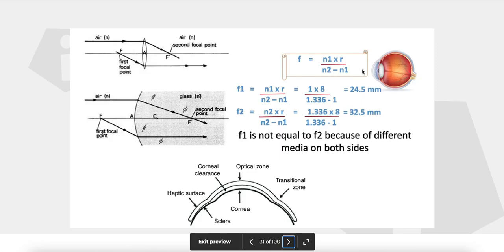The cornea has air in front of it and aqueous behind it. So f1 will be 24.5, while f2 will be 32.5. f1 is not equal to f2 because of the different media on both sides. You can see that with a contact lens too: in front of the contact lens is air, and behind it is the cornea. So there will be different refractive indices in front and behind, resulting in different first and second focal lengths.